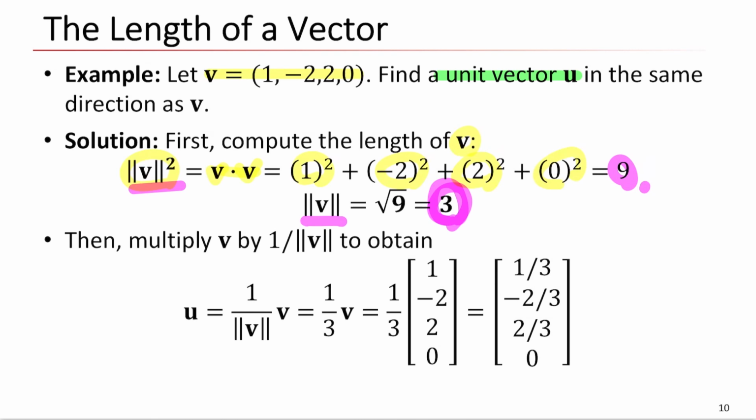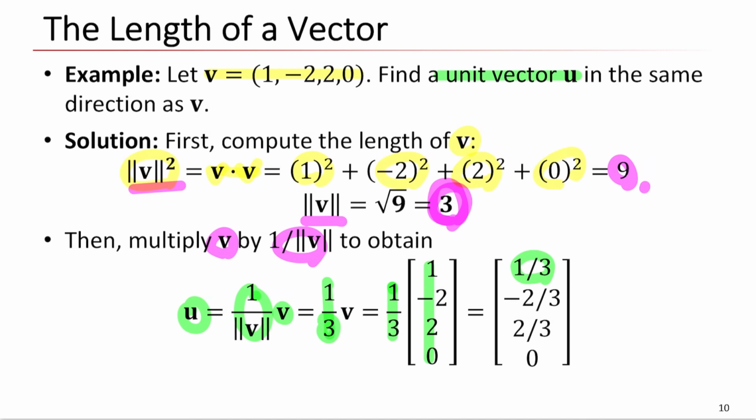Now that we know the length of v, we can multiply v by 1 over the length of v to obtain the unit vector u. So it will be v times 1 over the length of v, which is 1 over 3 times 1, negative 2, 2, 0, right?